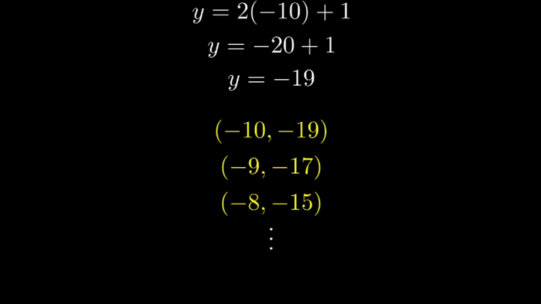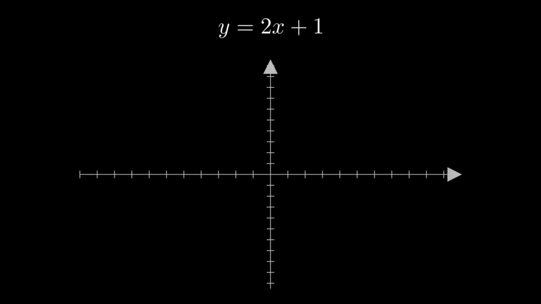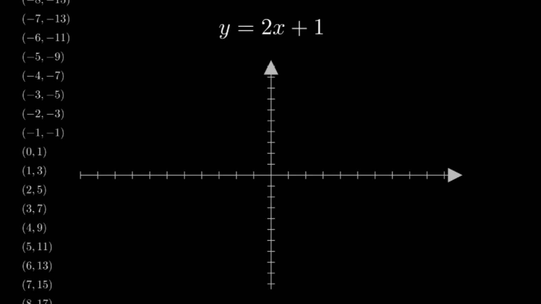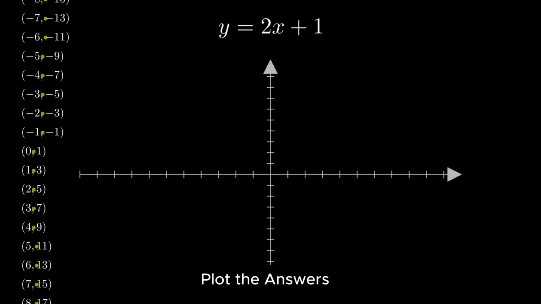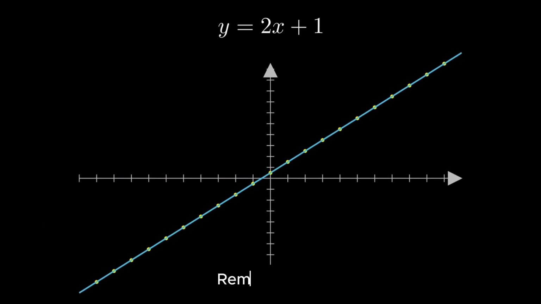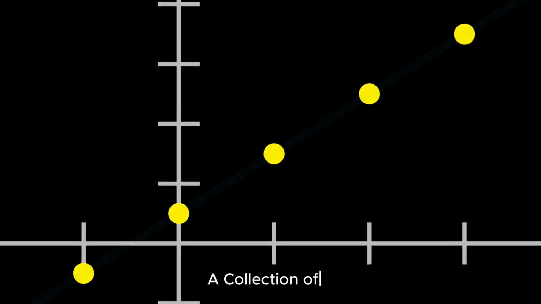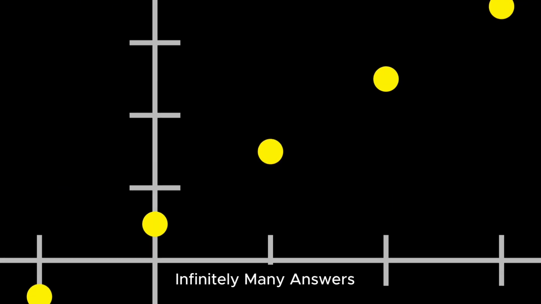Continuing this process gives us many solutions, 21 different x-y pairs between -10 and 10 alone, and infinitely many more beyond that. When we plot all of these pairs on the Cartesian plane, they line up and form a straight line. So when you see a straight line graph, remember this. It is not just a single line by itself, but a collection of infinitely many correct answers to the equation.